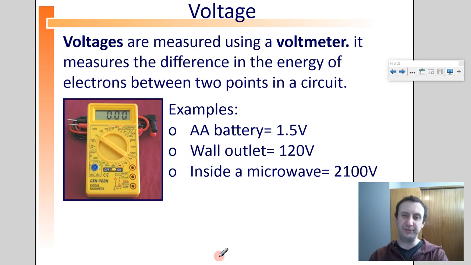Voltages are measured using a voltmeter. It measures the difference in the energy of electrons between 2 points in a circuit. So if I connect it to 2 points in the circuit, it will measure how much the energy drops between those 2 points.